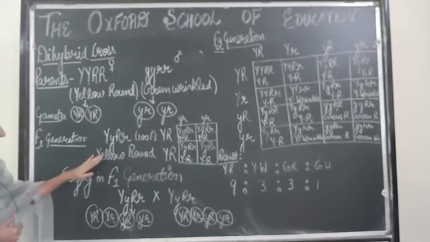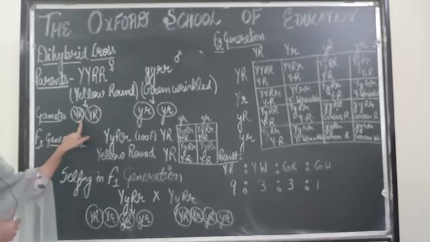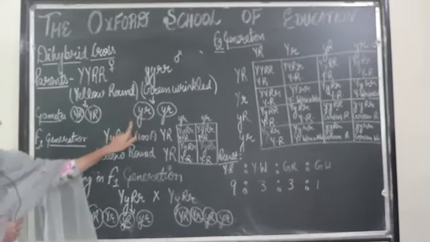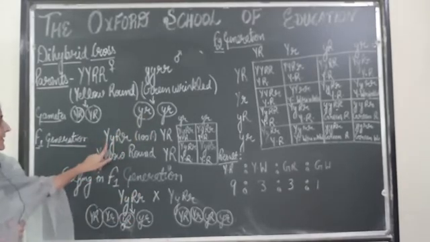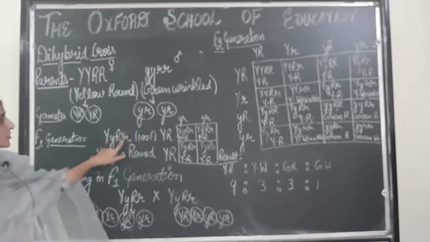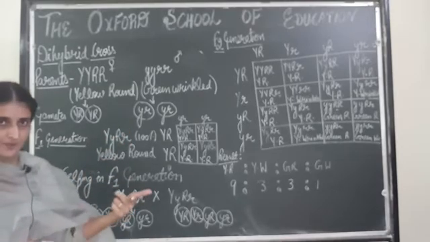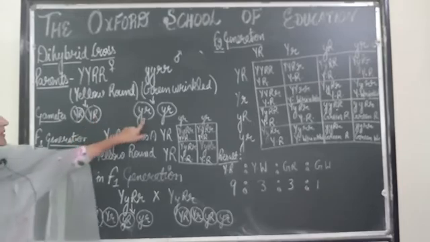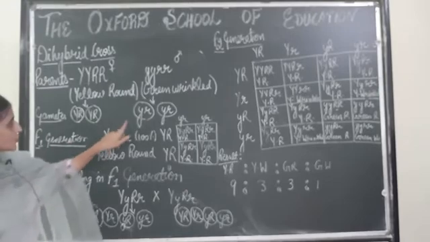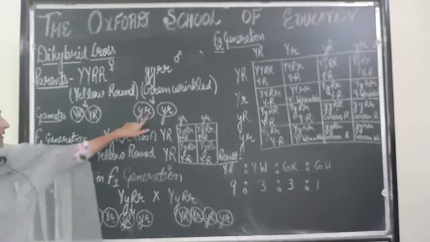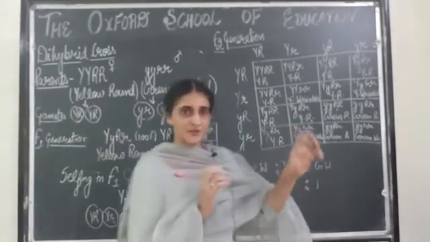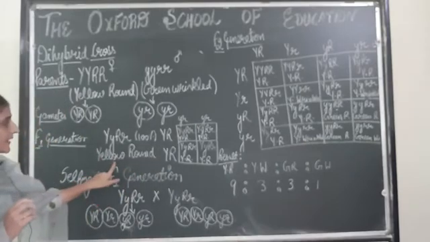So let's take a look at the first generation. Suppose this gamete of a female fuses with this gamete of a male. As a result, the first generation that will be produced is capital Y, small y, capital R, small r. Again, you may take another example. Suppose this gamete fuses with this one, again the result will be the same, that is capital Y, small y, capital R, small r. That means in the first generation, 100% of the offspring produced are yellow round.